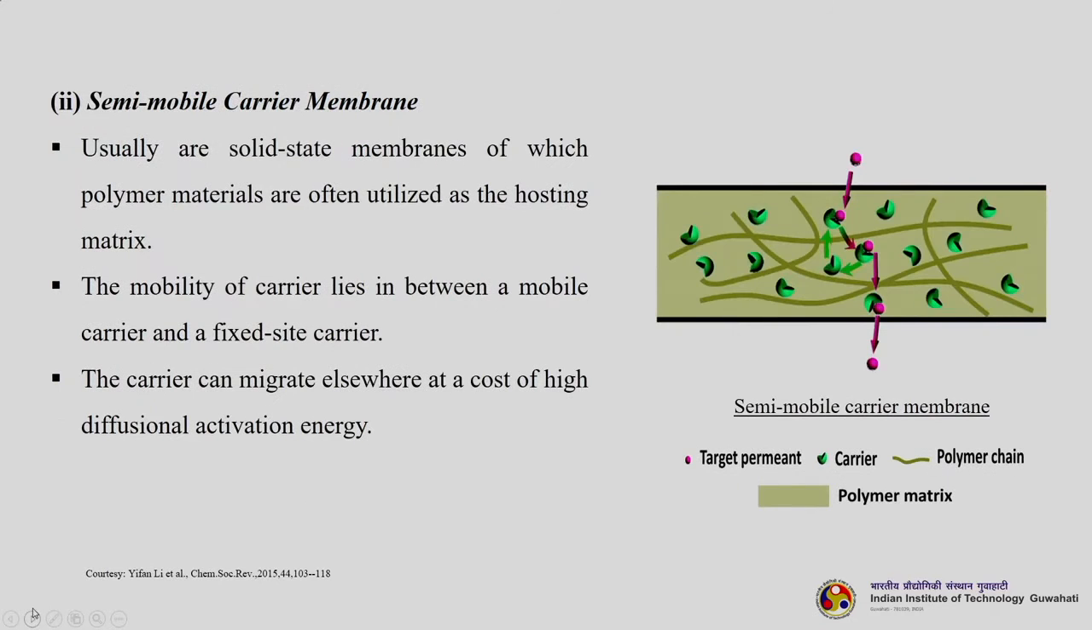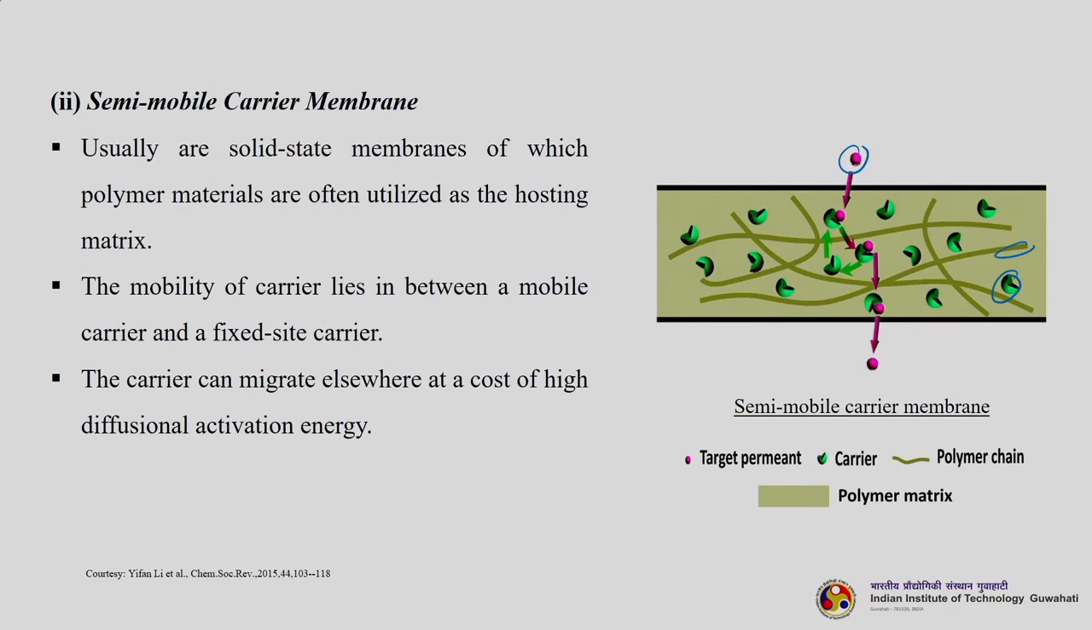So, this is one. The second one is the semi-mobile carrier membrane. Here the membrane is a polymeric membrane. You can see these are the polymer chains, this is your carrier and this is again your permeate, or you can say the solute. These are solid state polymeric membranes, often utilized as the hosting matrix, mostly polymeric membranes. The mobility of the carrier lies in between a mobile carrier and a fixed site carrier. The carrier can migrate elsewhere at a cost of high diffusional activation energy.